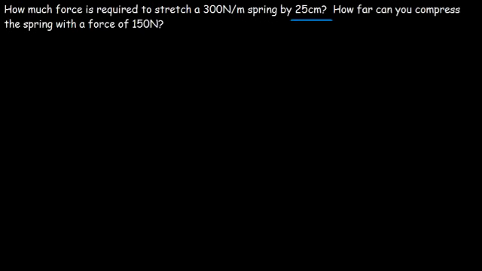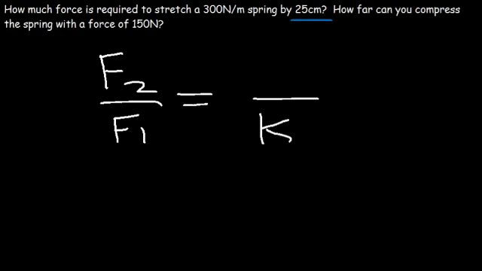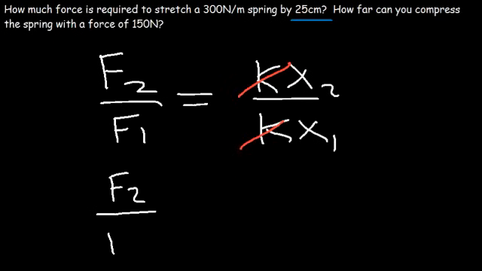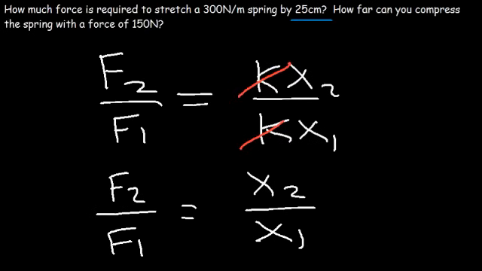Now, for those of you who prefer to use an equation, you can use this. Let's divide F2 by F1. F1 is equal to k times x1, and F2 is k times x2. Since we're dealing with the same spring, k is the same. So as you can see, the force is proportional to x.